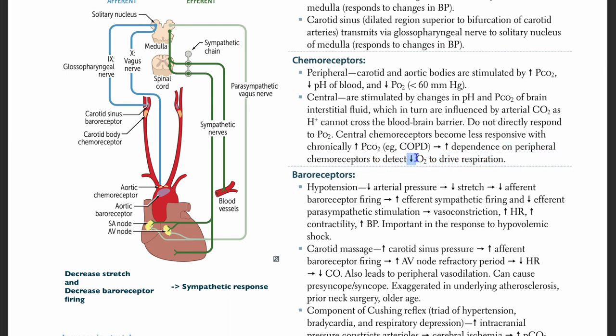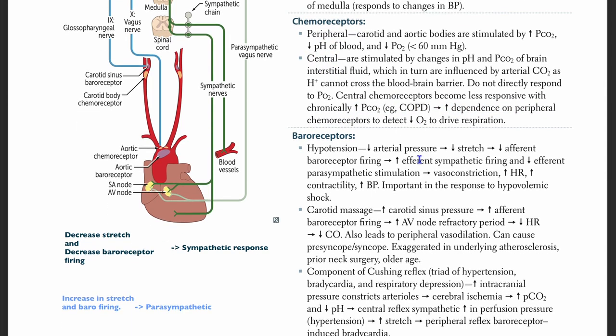Okay, so for central, that's what it's about. Then it starts going back to this, and because this one gets stimulated by an increase in PCO2 and a decrease in PO2, right? This one does not directly respond to PO2. It only responds to an increase in PCO2, right? So that's why there's an increase in dependence on the peripheral one over the central one in COPD. Hopefully that made sense.